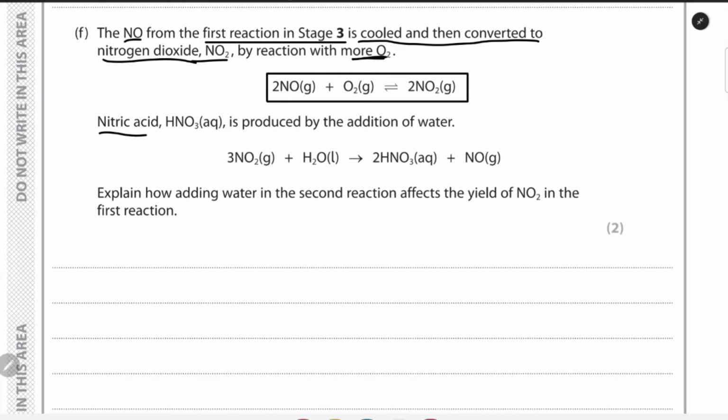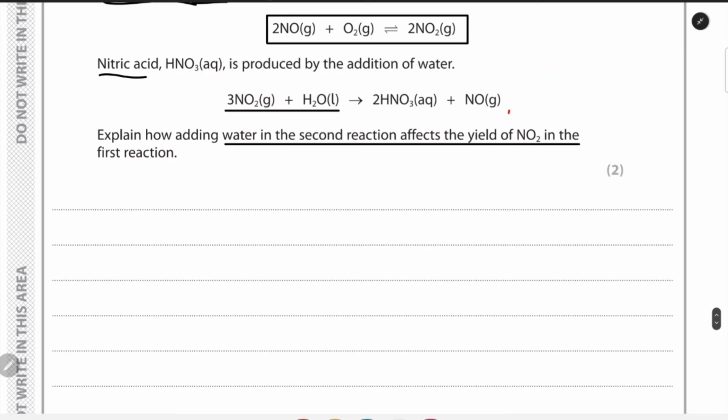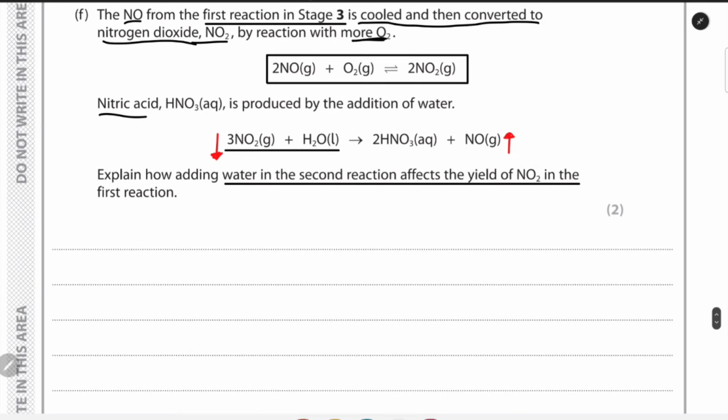And from that, nitric acid is produced by adding water to nitrogen dioxide. We have to explain how adding water in the second reaction affects the yield of NO2. In this case, if water is added in the second reaction, we'll have more nitrogen monoxide being produced and we'll have less NO2. So if I go to this equation over here, now we have less NO2 and more nitrogen monoxide.